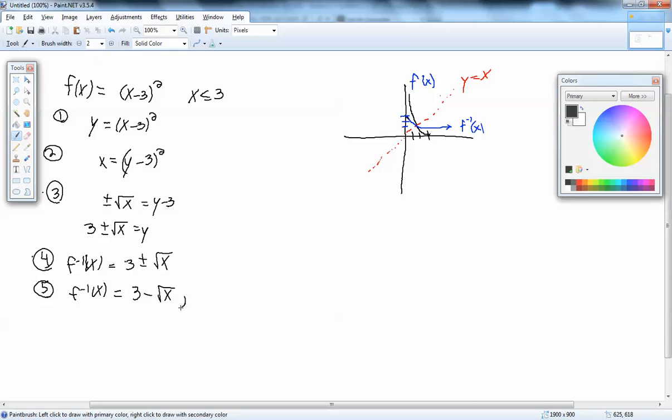Now they'll put something additional on here oftentimes. They'll put the domain. They'll say x is greater than or equal to 0. Now that's not making it 1 to 1. Either getting rid of the plus or the minus is what makes it 1 to 1. That's just specifying the domain.